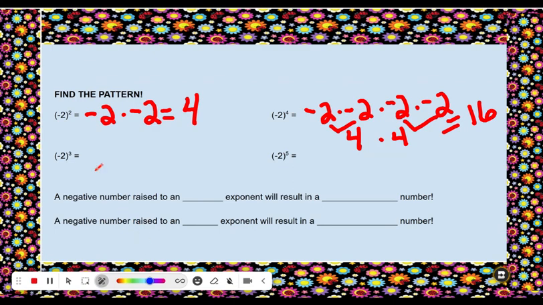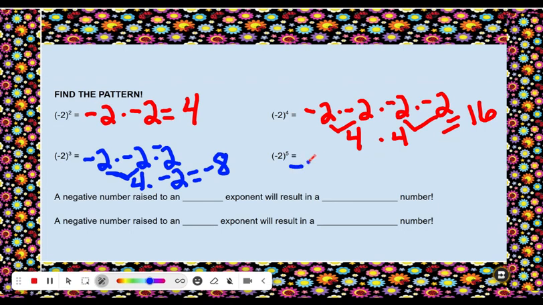Okay, let's try the next ones. (-2) in parentheses to the 3rd power. So it's -2 times -2 times -2. -2 times -2 is positive 4. 4 times -2 is -8. 4 times 2 is 8. We have one negative, so we have to keep the negative.